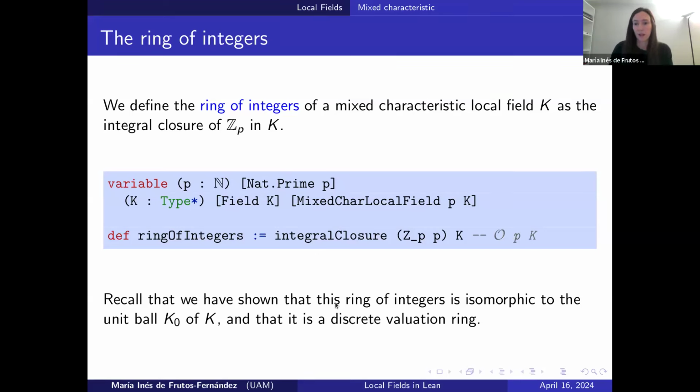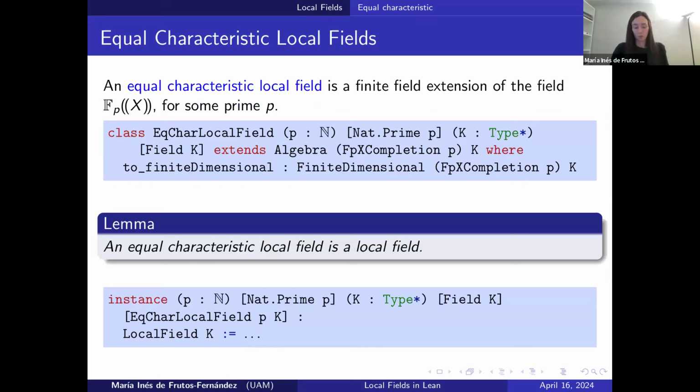And thanks to the general theory that we have developed for discrete valuations, we already know that this ring of integers is going to be isomorphic to the unit ball K_0 of K. And in particular, we get for free that this is a discrete valuation ring because we have proven it in greater generality. Okay, we also did the equal characteristic case.